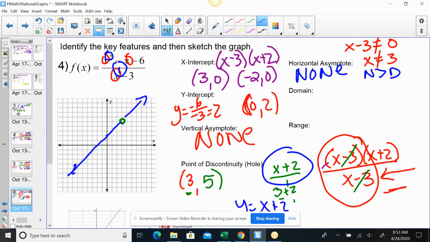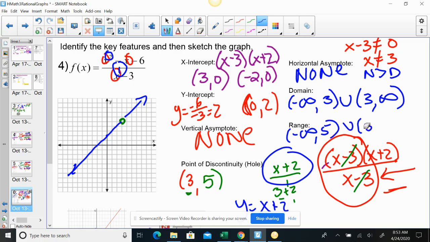So when I write my domain, it's negative infinity all the way to 3, skip 3, and go to positive infinity. My range is going to be negative infinity to 5, skip 5, and go to positive infinity.